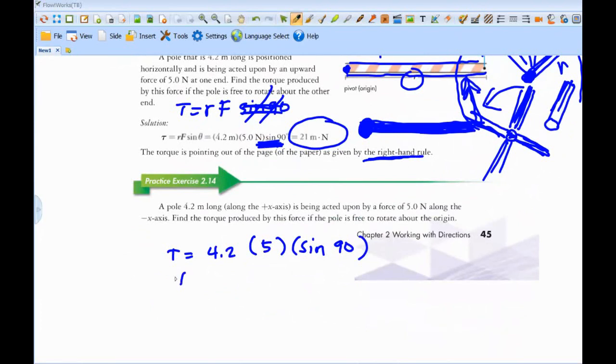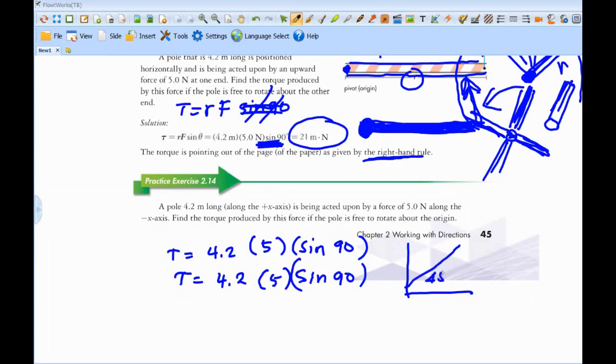So no bearing. But sometimes they give sine 180, or sometimes 45 degrees, right? So there is a control, like the one on checkpoints? Yeah. Okay, so the torque is 21 newton meters.